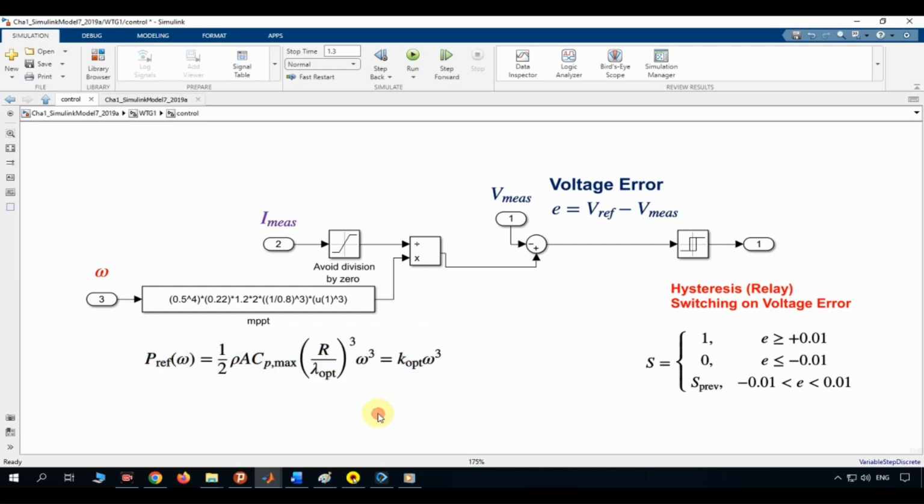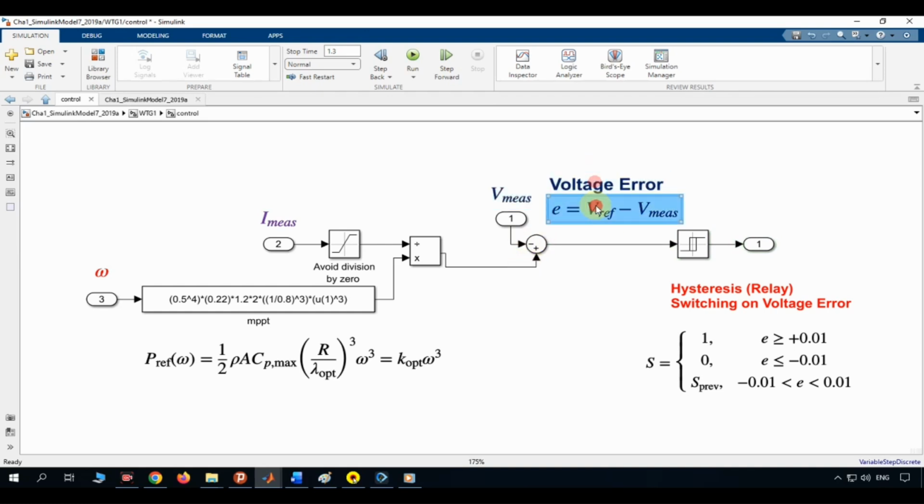At the same time, the controller takes the actual measured electrical current delivered by the generator, again using division protected by an avoid division by zero block for safety. The optimal reference power is divided by the measured current to calculate the reference voltage. These two values, the optimal reference voltage and the actual measured voltage, are then compared. The difference between them represents the voltage error.